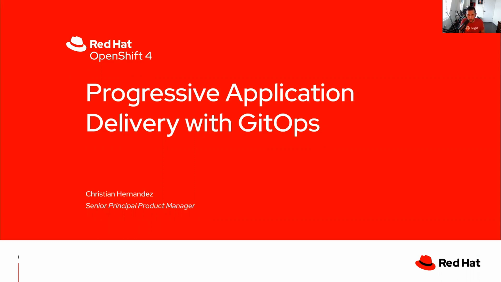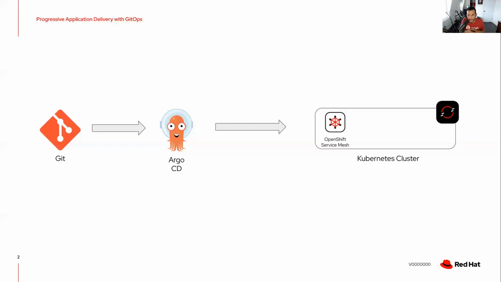In this video, I'm going to be going over progressive application delivery with GitOps. Now, those of you who are familiar with Argo CD, this diagram here may look a little familiar. In essence, the deployment of Argo CD usually involves Argo CD pulling in Kubernetes manifests from a source of truth like Git. In this instance, maybe someone out there will have a Kubernetes cluster that's OpenShift running OpenShift Service Mesh, which is based on Istio. Now, this is a common pattern.